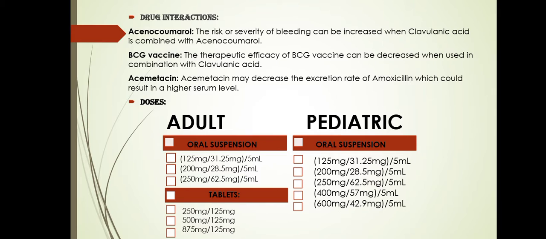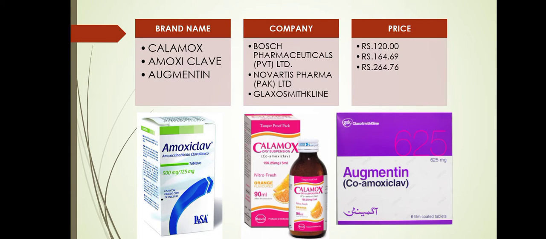Now, there are many dosage forms of amoxicillin plus clavulanic acid for adults and pediatrics, which include oral suspensions and tablets. Here are some brand names of amoxicillin plus clavulanic acid: Calamox, which is made by Bosch Pharmaceuticals, Amoxiclav, which is made by Novartis Pharma, and Augmentin, which is made by GSK. The most pocket-friendly is Calamox, which costs 120 rupees.